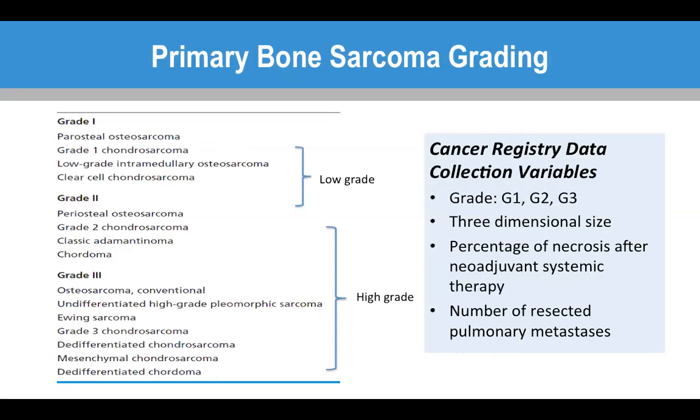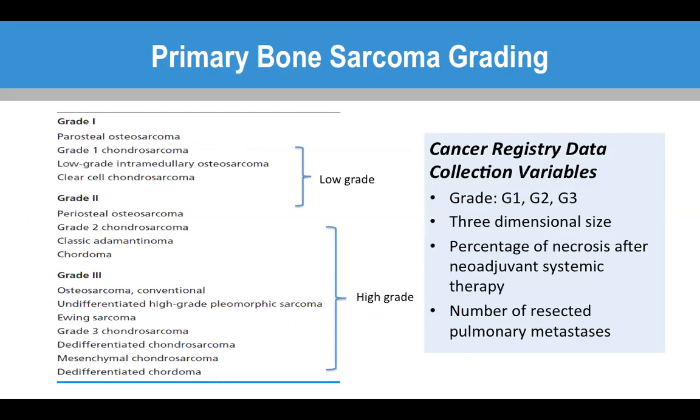In the primary bone sarcoma, grading is also important. So for the tumors that we mentioned above, the grade 1s are grade 1 chondrosarcoma, low-grade intramedullary osteosarcoma, and clear cell chondrosarcoma. See, even the clear cell looks so drastic and looks so bad, by behavior, they are low grade.